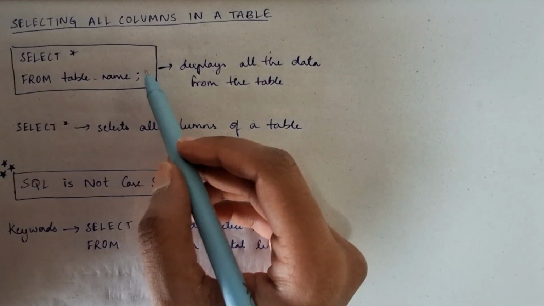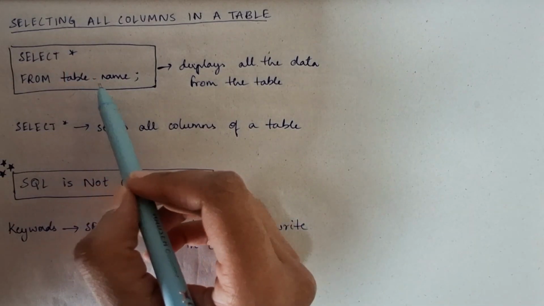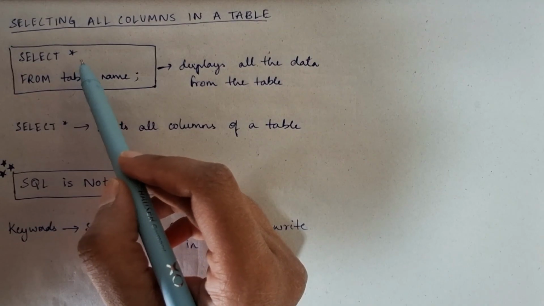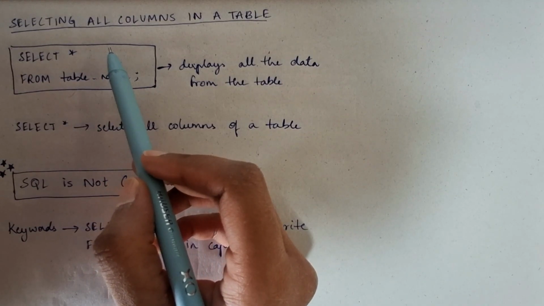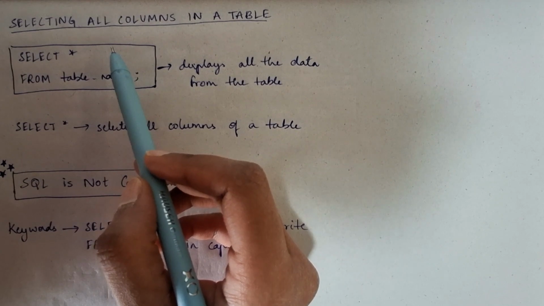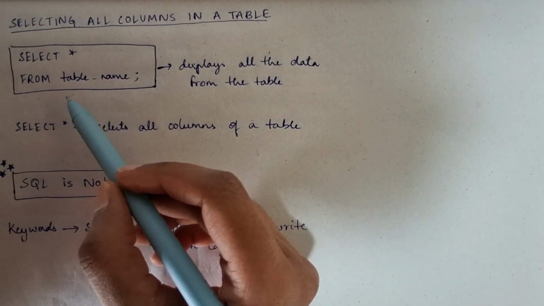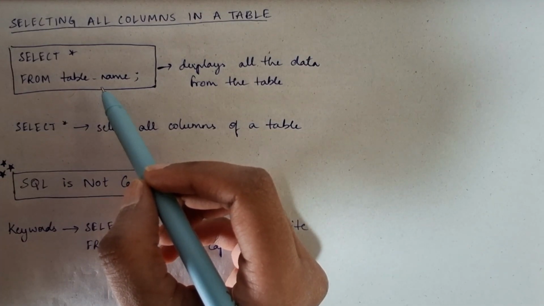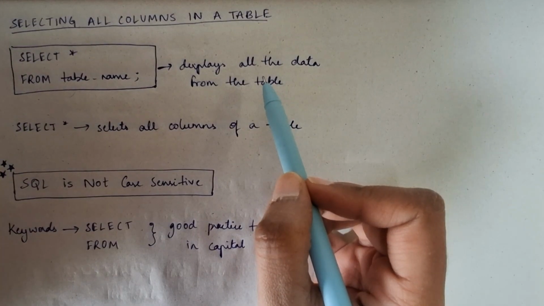And now look at this syntax guys, that is select star from table name. This star symbol, technically we call it an asterisk. So make a habit of calling it an asterisk from now on. If we use this asterisk symbol with select, then all the columns will get selected from the particular table. So this query will display all the data from the table.